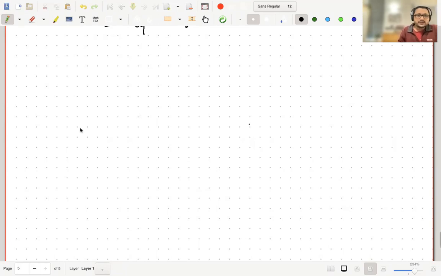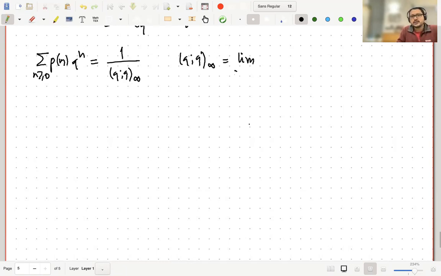These Q numbers come quite naturally in partitions, as you all know. I'm not going to define partitions, but we have this generating function for partitions: the sum of p(n) q^n is just 1 over (q;q)_infinity, and this symbol (q;q)_infinity is just the limit as n goes to infinity of (q;q)_n. Anyway, this is the generating function for partitions.